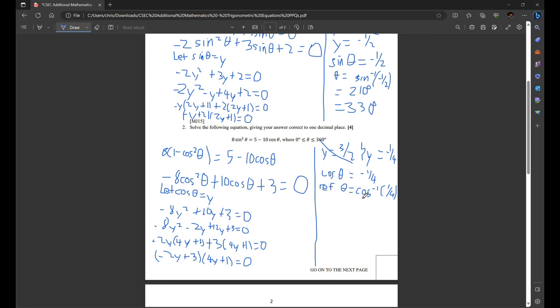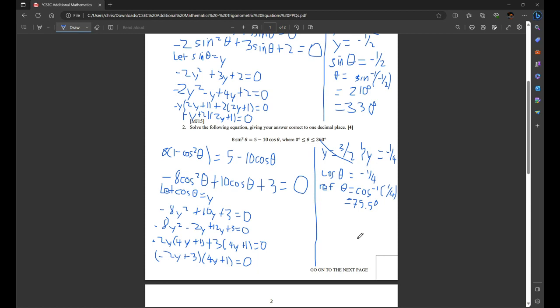So if I put cos inverse of a quarter into my calculator, I'm going to get 75.5 degrees. So remember I said this is the reference angle. This is not what theta actually is. So to get theta itself, what we're going to have to do is we're going to have to visit our quadrants, and we're going to have to use that to figure out what our actual value should be.